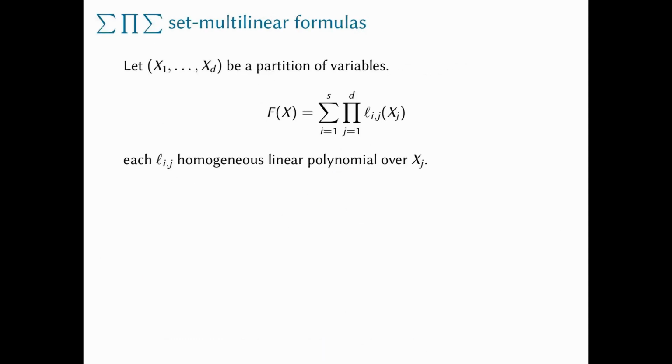In fact, that was known already from the work by Nutan and Srinivasan. They applied this result to show that we cannot compute this polynomial with a depth-3 set-multilinear formula. If we want to compute something with a depth-3 set-multilinear formula, it is a sum of products of sums, where the L_ij are homogeneous linear polynomials over the variables. As this is set-multilinear, this homogeneous linear polynomial has to get variables from only one set.